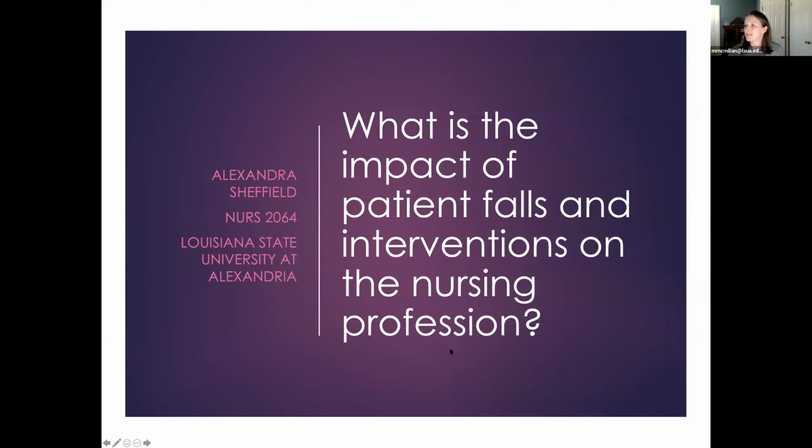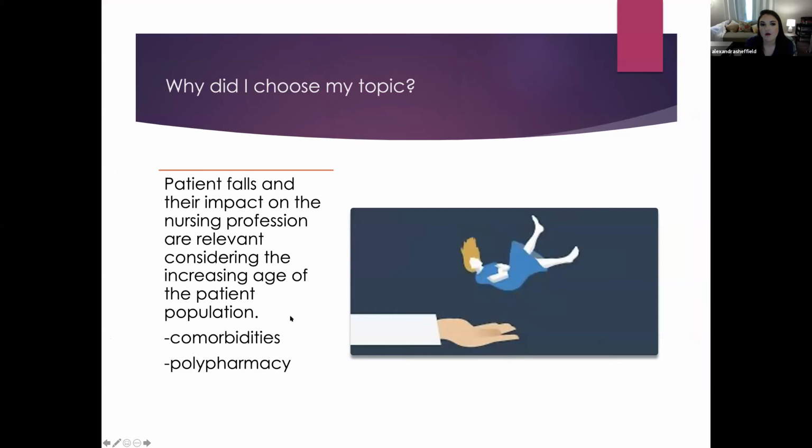Okay, so I'm Alex Sheffield, and my topic is what is the impact of patient falls and interventions on the nursing profession? Why did I choose my topic? Patient falls and their impact on the nursing profession are relevant considering the increasing age of the patient population. And comorbidities and polypharmacy are two of the main factors that nurses will directly deal with when caring for patients, and they are two factors that increase the risk for falls.